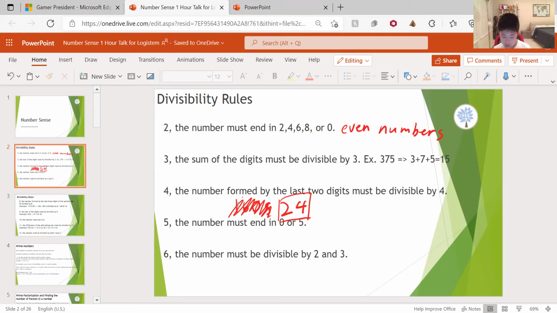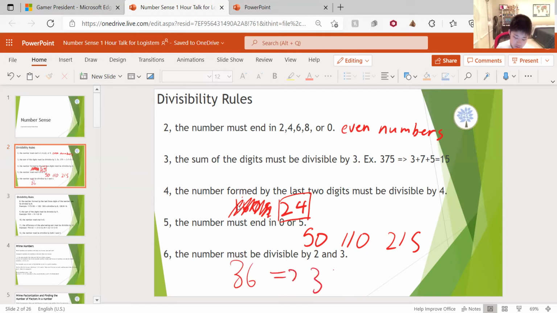So, for 5, the number must end in 0 or 5. Like 50 or 110 or 215, like those. And for 6, the number must be divisible by 2 and 3. For example, let's just say 36. 36 is even, so it's divisible by 2, and the digit sum is 3 plus 6, and we have 9. And since 9 is divisible by 3, 36 is divisible by 3 as well.